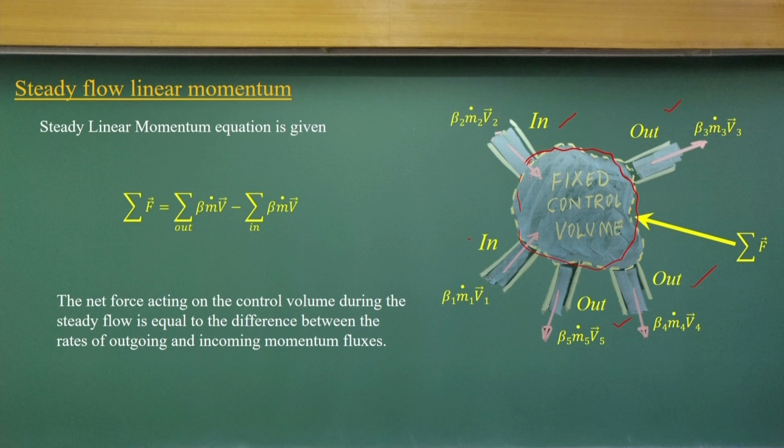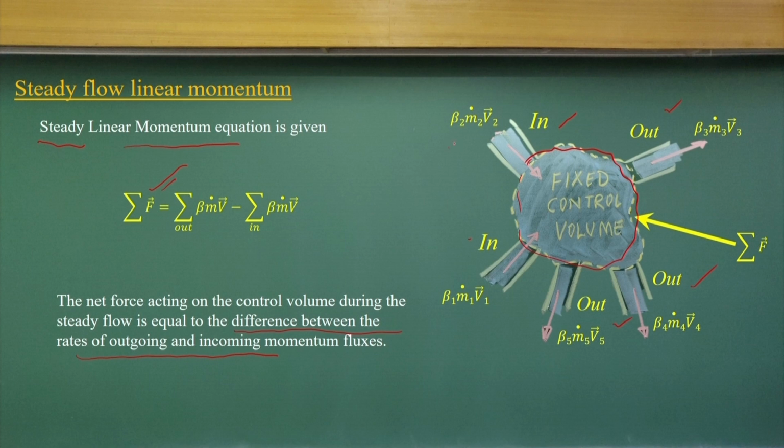The sum of the forces acting on this, if it is a steady linear momentum equation, the time derivative component becomes 0. So, we will have the sum of the forces equal to, and I am still putting it in vector notation, in the case of steady flow, the difference between the rate of outgoing and incoming momentum fluxes. So, what we will do is sum the momentum flux coming in as inflow, that means the mass flux into the velocity, that is the momentum flux.